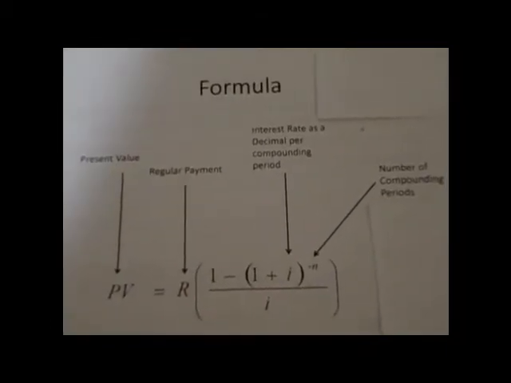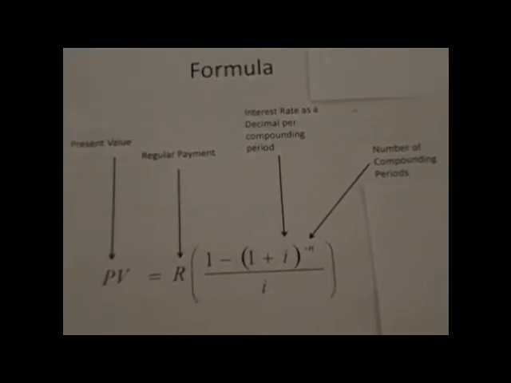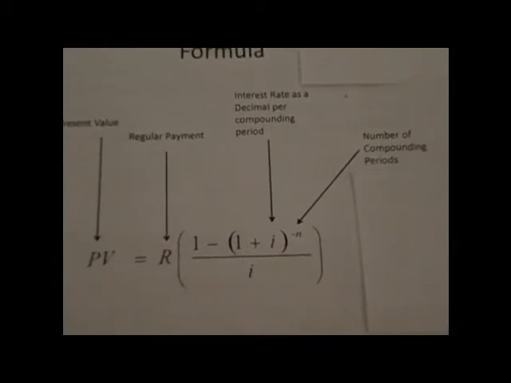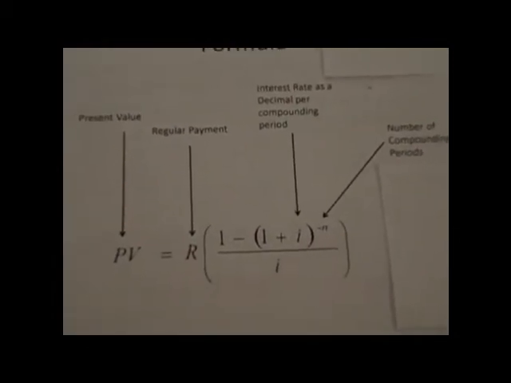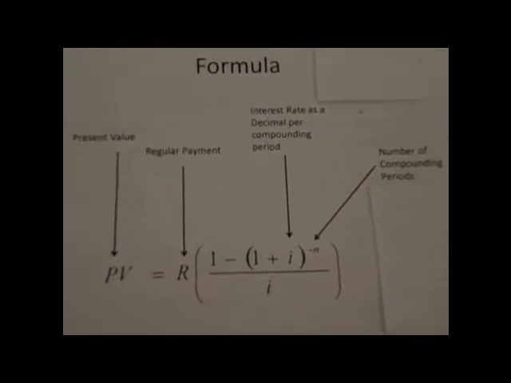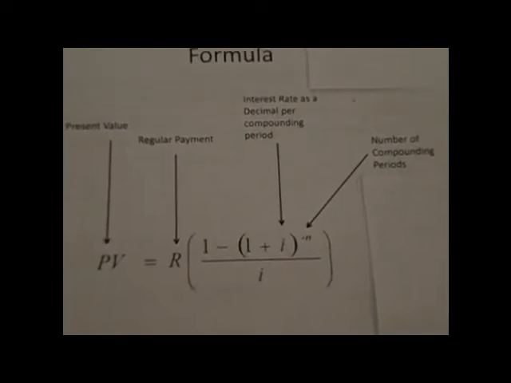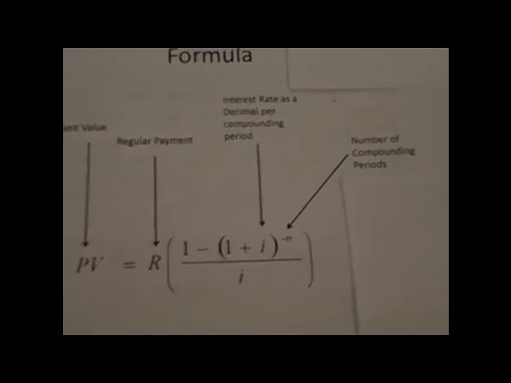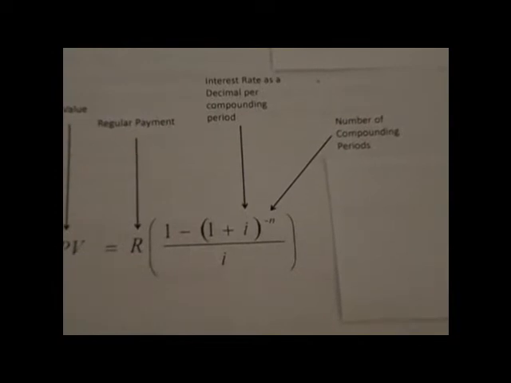So this is the general formula for finding the present value of an ordinary annuity. To find values of R, I, or N, you're just going to have to use this formula and rearrange it. So basically, everything stands for something. PV stands for present value, and that's the money that you currently have right now. R stands for regular payment or withdrawal which you are making. I stands for interest rate, and it has to be as a decimal and per compounding period. And N stands for number of compounding periods.